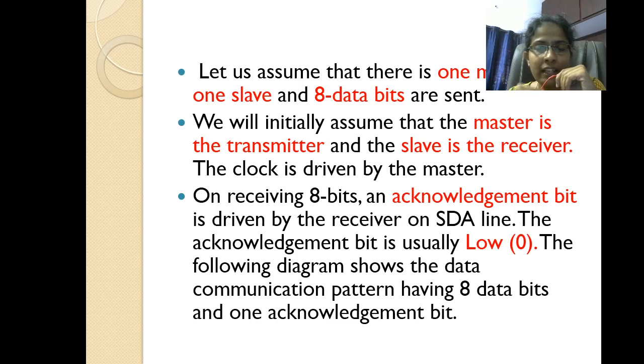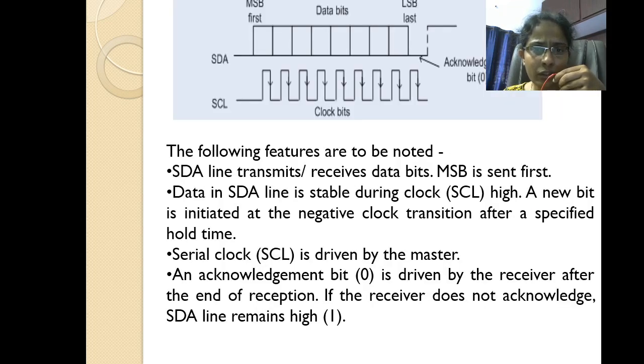So first let me assume that there is one master and one slave. I want to transmit 8 bits of data. So how to do that is, after sending 8 bits of data using the SDA line, the acknowledgement bit is to be driven by the receiver. It means that all the 8 bits have been received by the receiver. In order to intimate that to the user end, a low acknowledgement bit is also given at the end. So I will show the pattern.